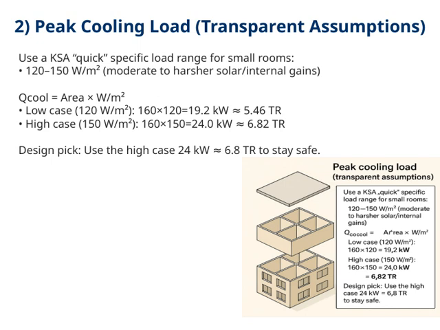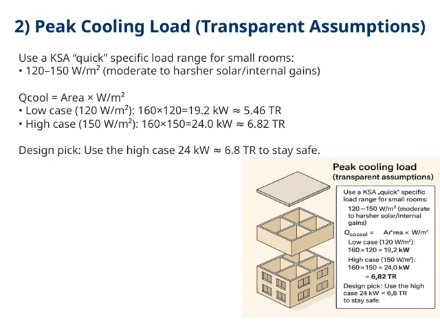Qcool equals the area times W/m². For example, in the low case, if we assume 120 W/m² and our room area is 160 square meters, then the load is 160 times 120, which equals 19.2 kilowatts. That's roughly equivalent to about 5.46 tons of refrigeration.